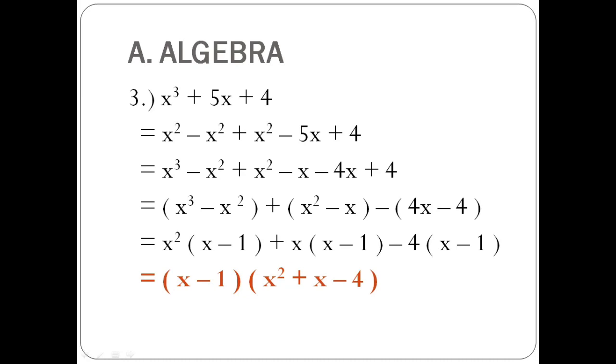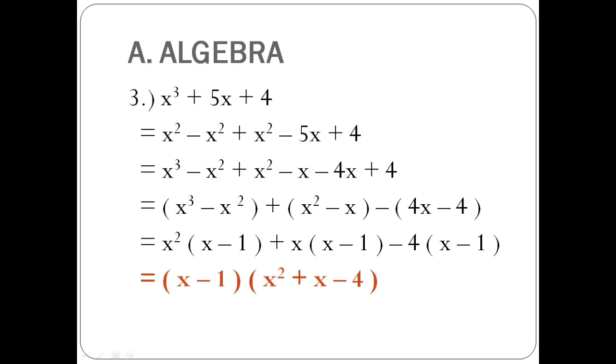So you make an open parenthesis and close parenthesis with x cubed minus x squared, plus x squared minus x, and minus 4x minus 4. Next, we're going to factor them out. The x cubed minus x squared will become x squared (x minus 1). Next, the x squared minus x will become x (x minus 1). And the 4x minus 4 becomes 4 (x minus 1). So the last step is to factor out the x minus 1 in the expression.